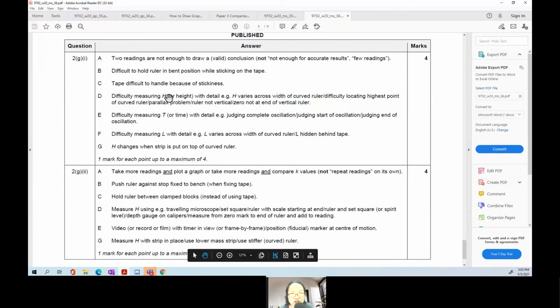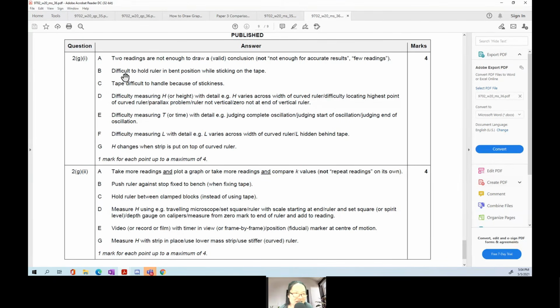See, difficult to measure H because difficult in locating the highest point. I got 1 mark already. Difficult to measure L because L is hidden behind the tape. I got 2nd mark already. Oh, got oscillation. Oscillation confirm can write this one. Difficult to measure T, period of oscillation. Why? Because we cannot judge when the oscillation starts, when the oscillation stops.